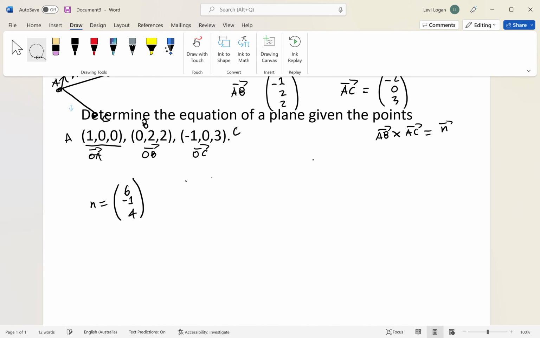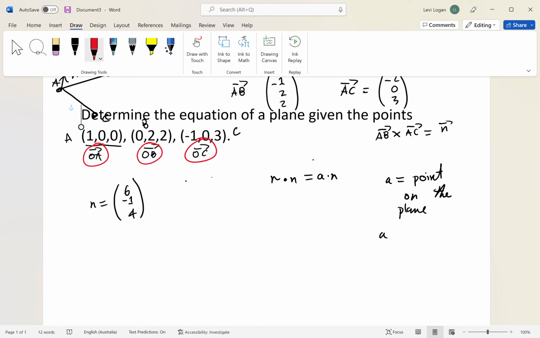Well, we've got to look at this formula here. r dotted with n equals a dotted with n. A is a point on the plane. We can choose either A, B, or C because they are points on the plane. And no matter if you choose A, B, or C, you will get the same answer dotted with the normal vector. And just to show that, I'm going to do A and then B and then C.